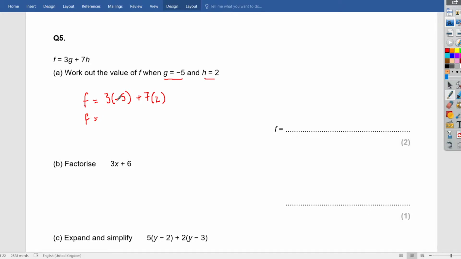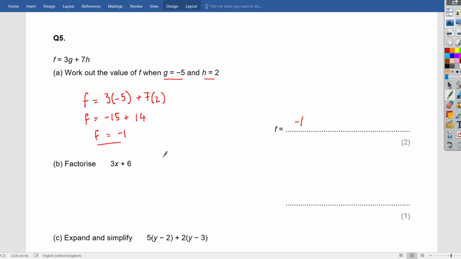3 times minus 5 is minus 15. And plus 7 times 2 is 14. So minus 15 plus 14 is going to end up as minus 1. So f is going to end up as minus 1.